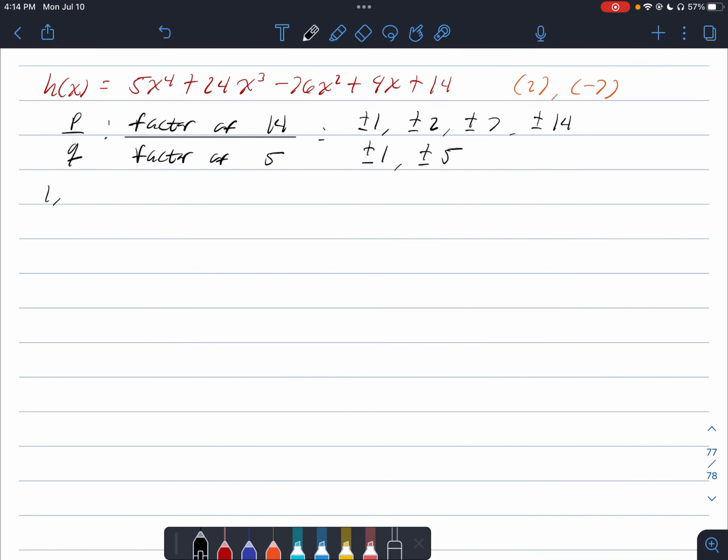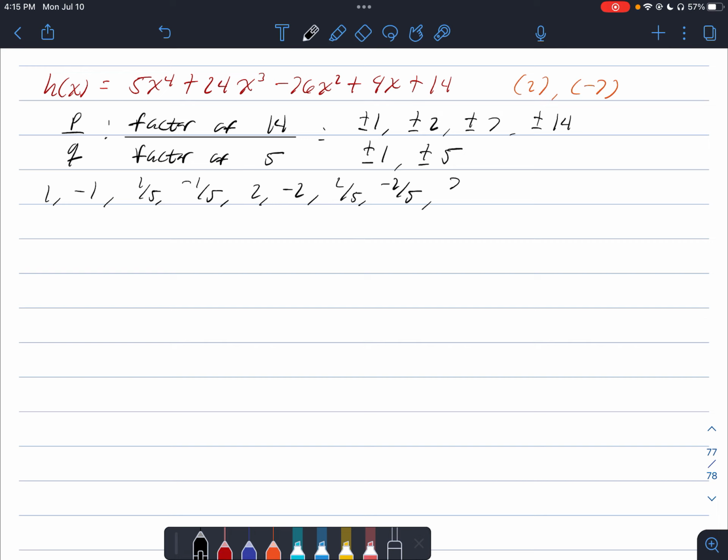So we're going to get 1, we're going to get negative 1, we're going to get 1/5, we're going to get negative 1/5, we're going to get 2, negative 2, we're going to get 2/5, negative 2/5, all right?